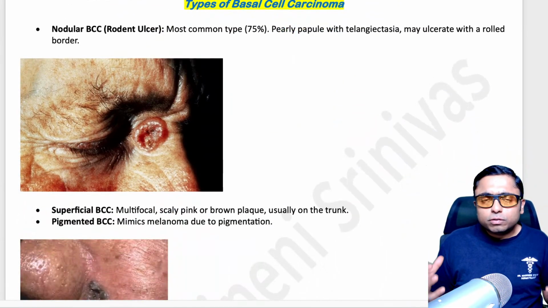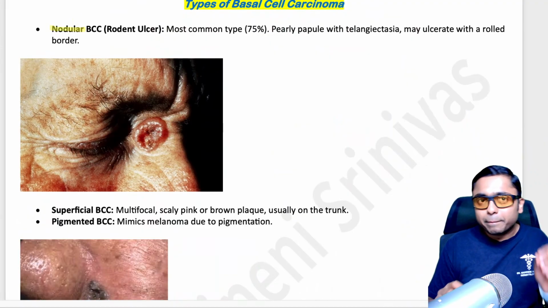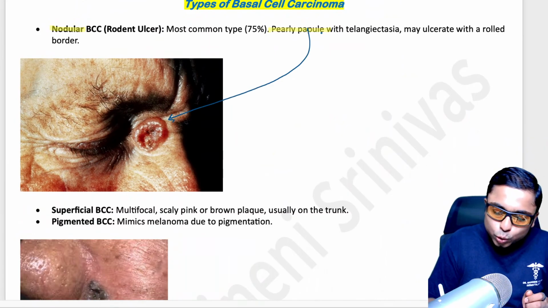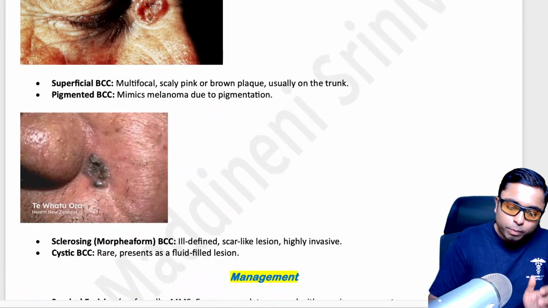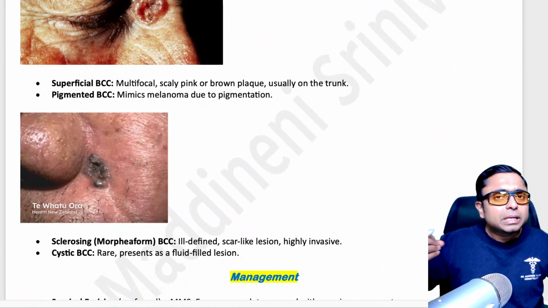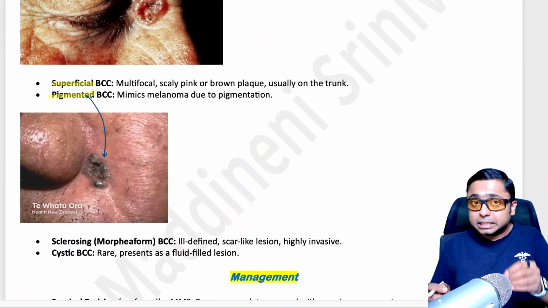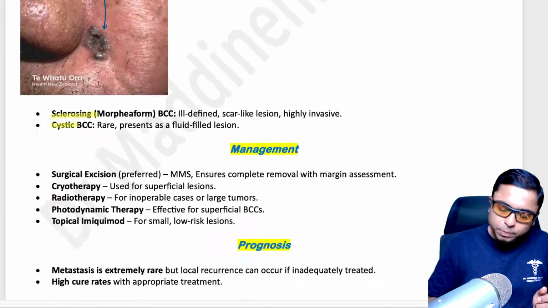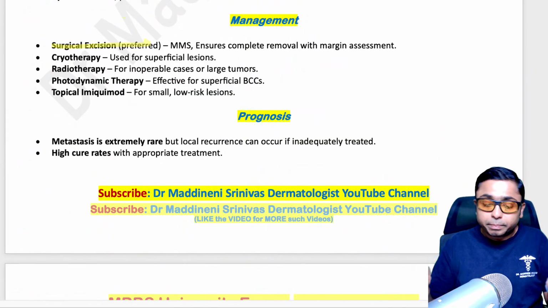So there are various types of BCC, but remember, three-fourths of the time it is going to be a nodular basal cell carcinoma. Like I have told you, there's going to be a pearly papule, as you are able to see here in this picture. The surface is going to show the dilated blood vessels, that is telangiectasia, and ultimately ulceration with rolled out edges. This is all the common thing. And the other types, so you can just remember the types of BCC: superficial, pigmented, so you can see here there is pigmentation of this BCC lesion, and also the sclerosing variety, and also cystic type of basal cell carcinoma. These are other variants.